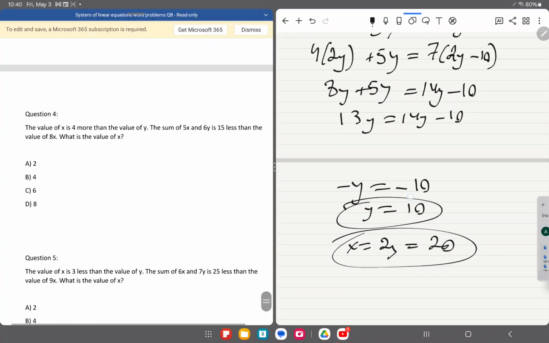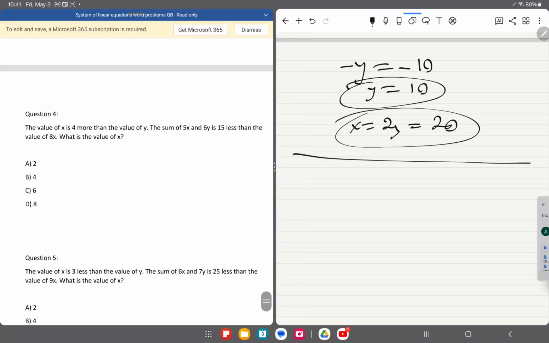Now let's go for question 4. The value of x is 4 more than the value of y. 5x plus 6y is 15 less than the value of 8x. Now, what is the value of x?